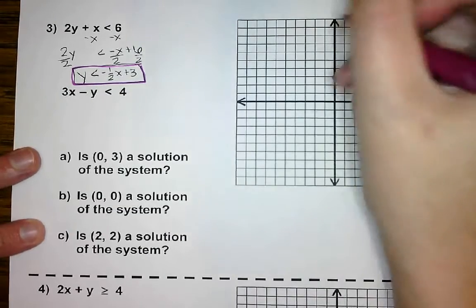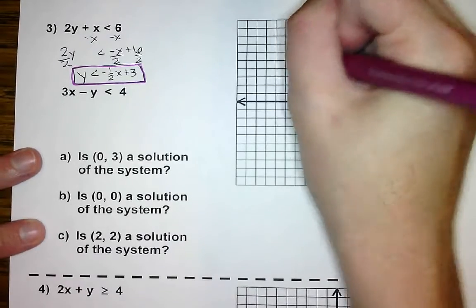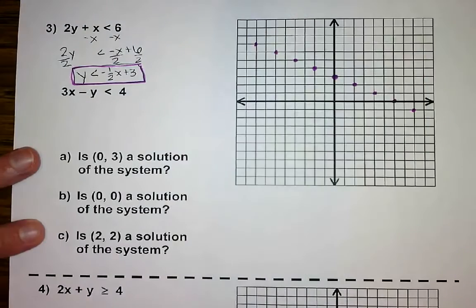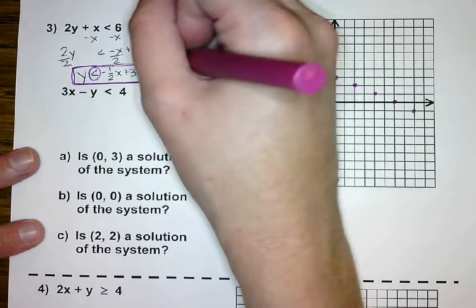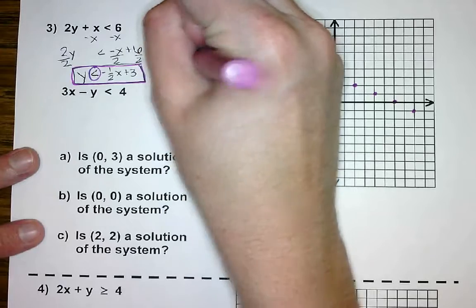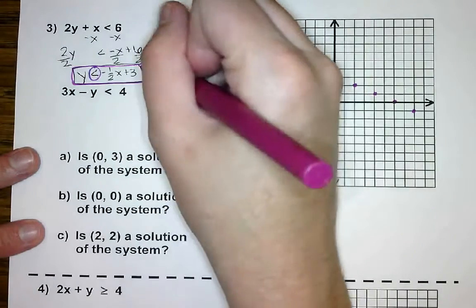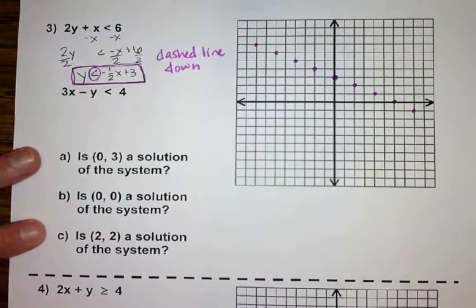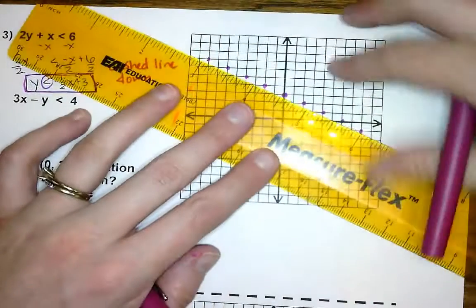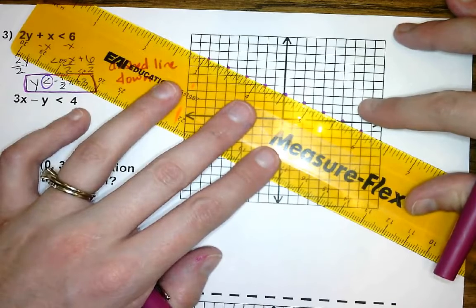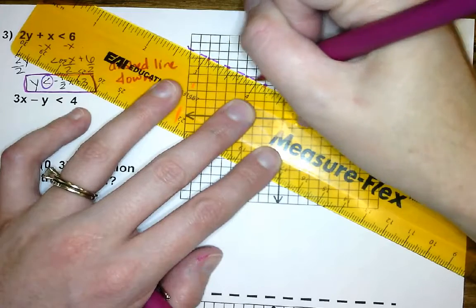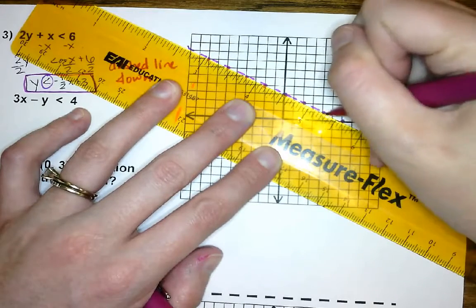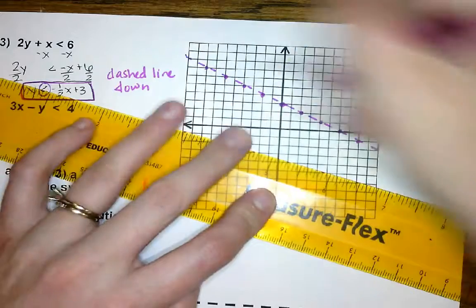Up 1, left 2, up 1, left 2, up 1, left 2. All right, guys? Then we can look at this and we say, okay, what kind of line is this going to be? It's going to be a dashed line, and I'm going to shade down. So I'm going to take my lovely little ruler here, do my dashed line, and I'm going to shade down.